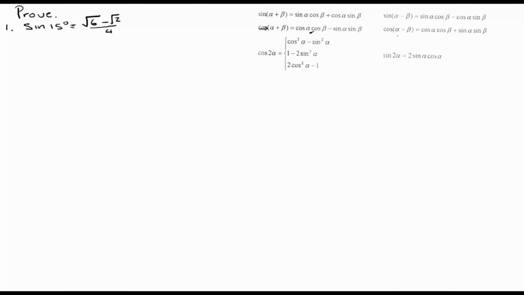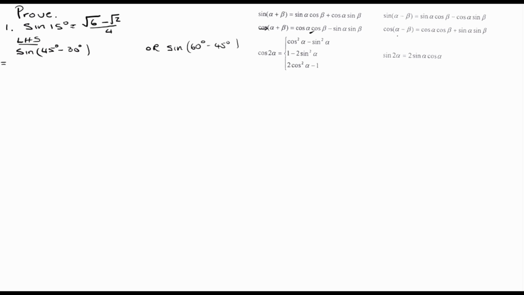Right, very common. Let's do the left hand side. We're going to find two special angles that give us 15. So it will be sine of 45 degrees minus 30 degrees. You may use sine of 60 degrees minus 45 degrees if you wish. Both of them will get to the correct answer.